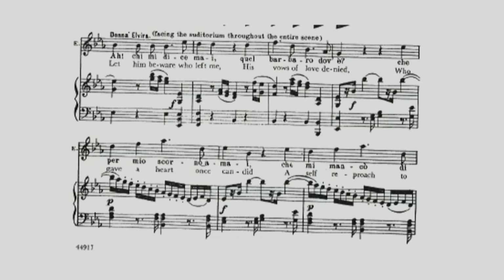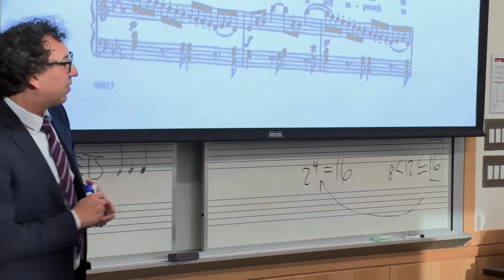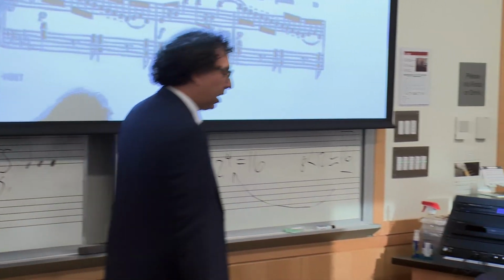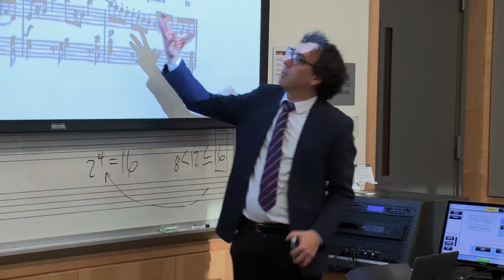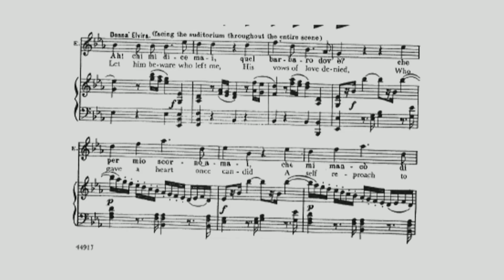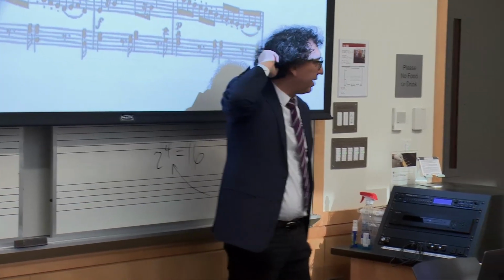Common Western music notation can represent a piece of music in multiple ways. This is an aria from Wolfgang Mozart's opera Don Giovanni, the aria "Ah chi mi dice mai" by Donna Elvira. At the top of each of these systems we have the voice part, the Italian with translation to English, and two staves for piano.